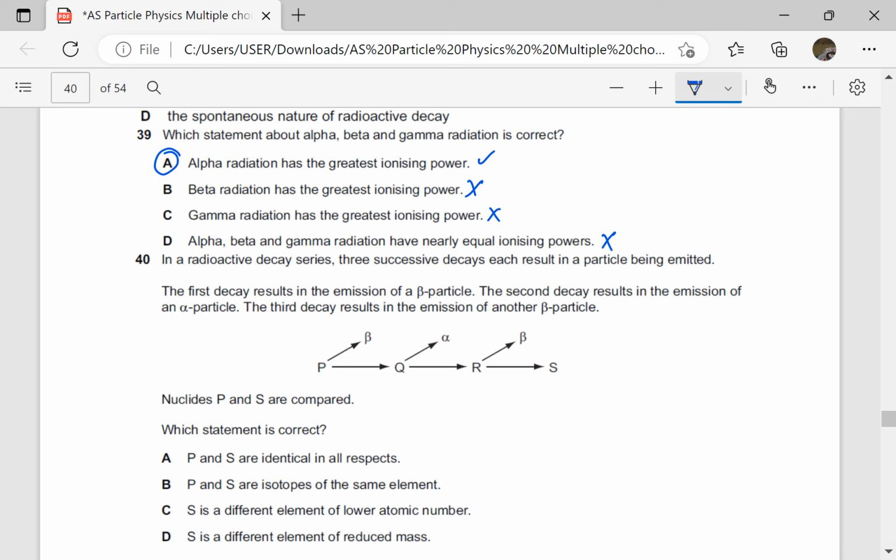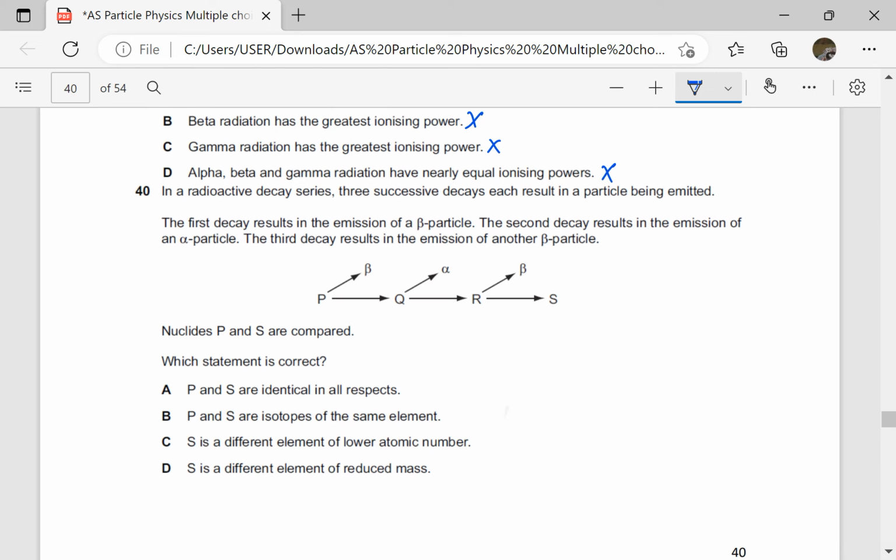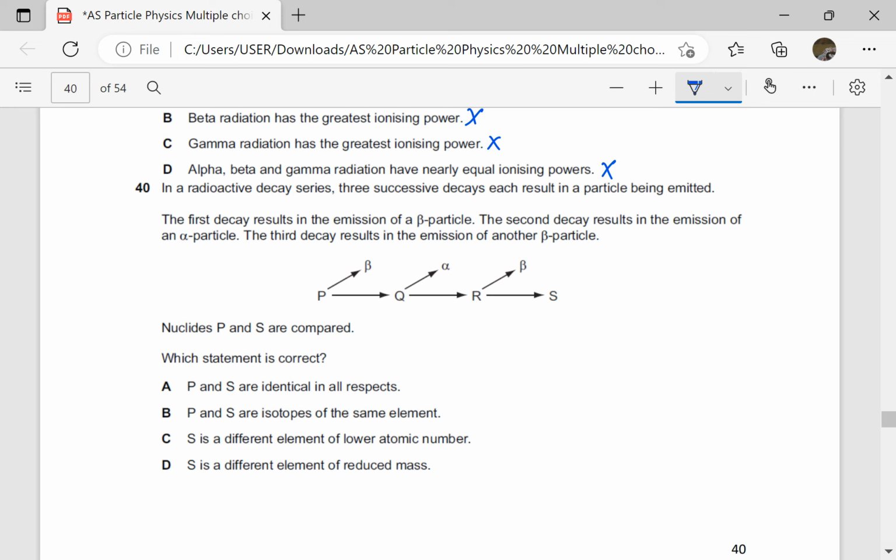In a radioactive decay series, 3 successive decays each result in a particle being emitted. The first decay results in the emission of a beta particle. The second decay results in the emission of an alpha particle. The third decay results in the emission of another beta particle. Nuclides P and S are compared. Which statement is correct? Okay, let's just write an equation here.